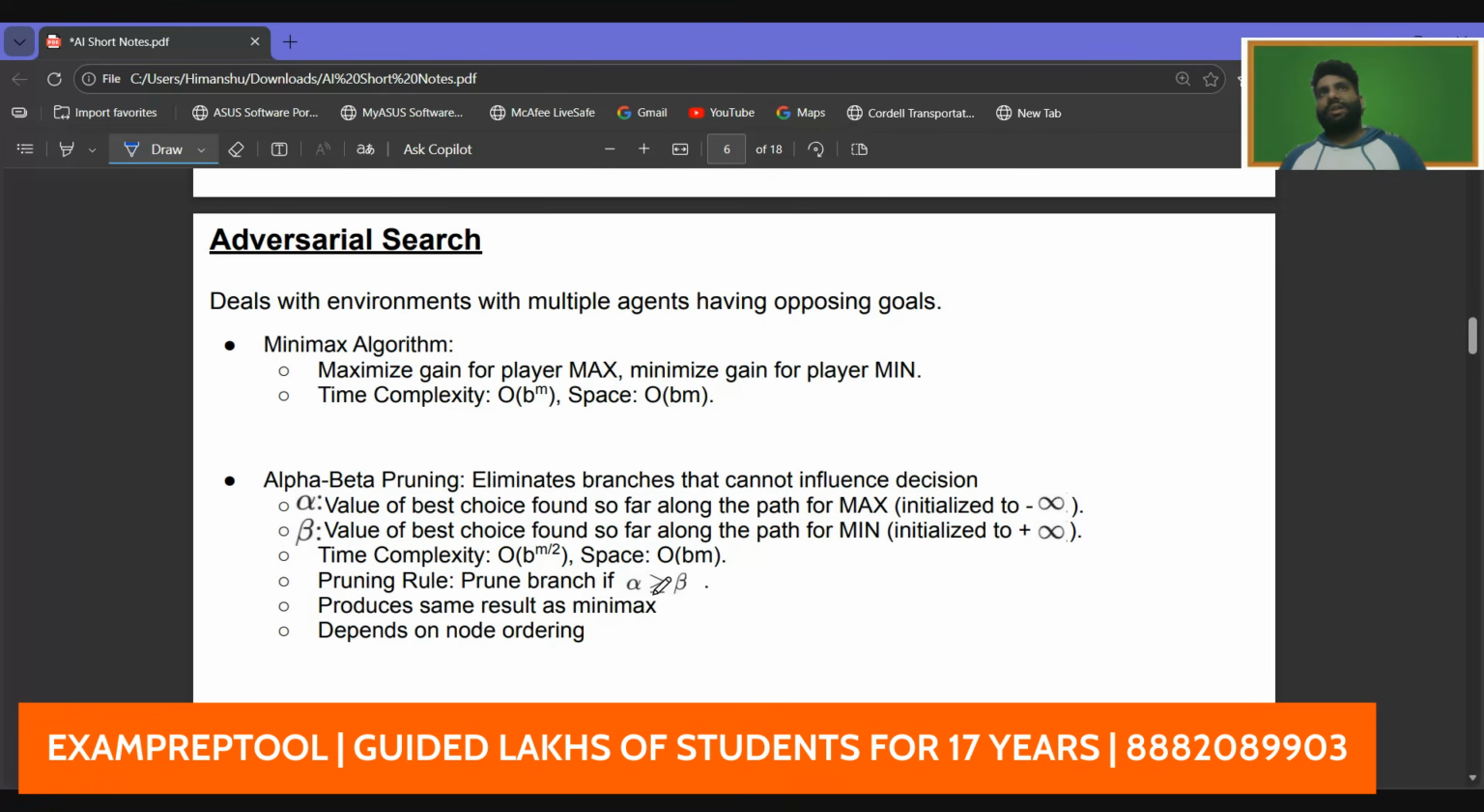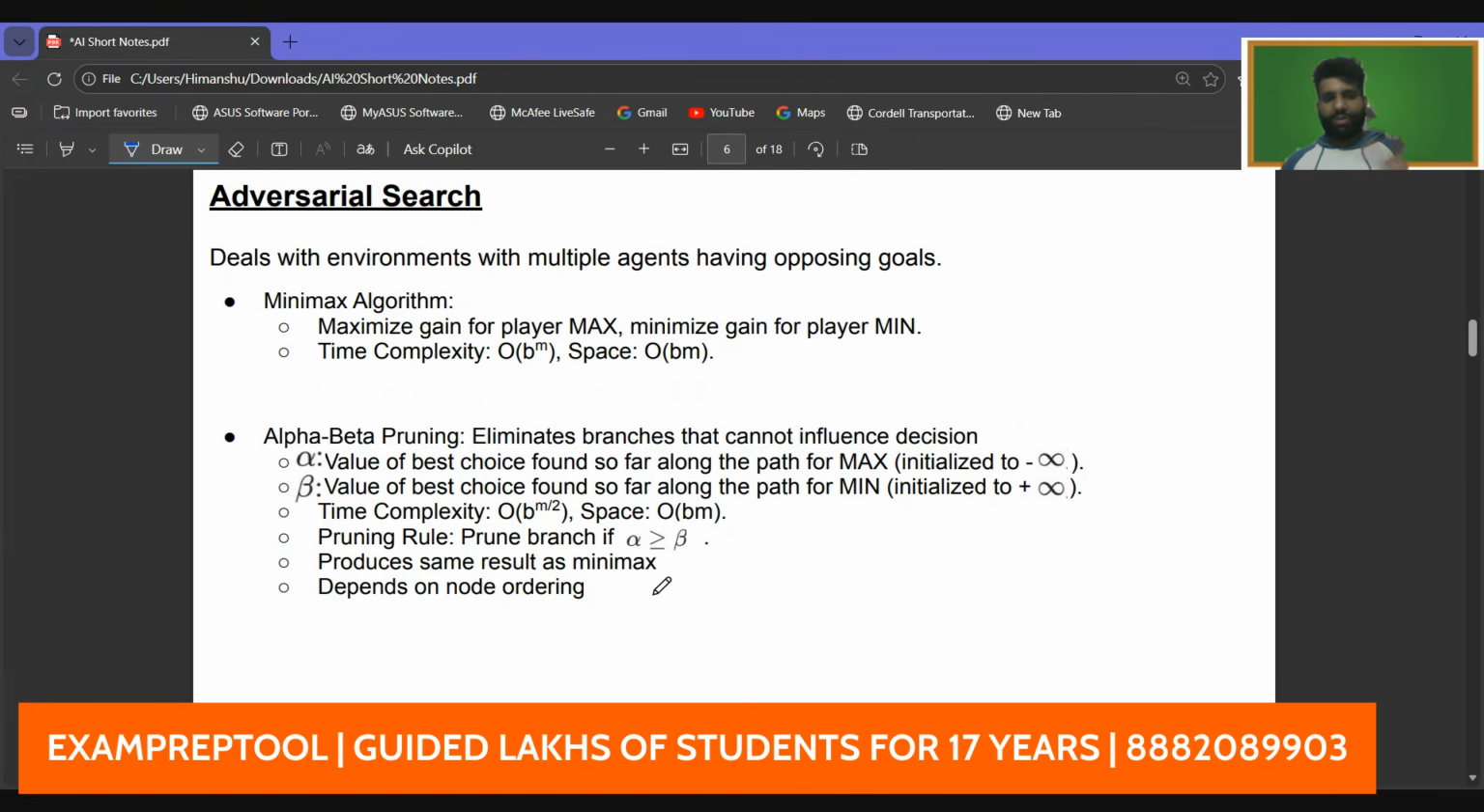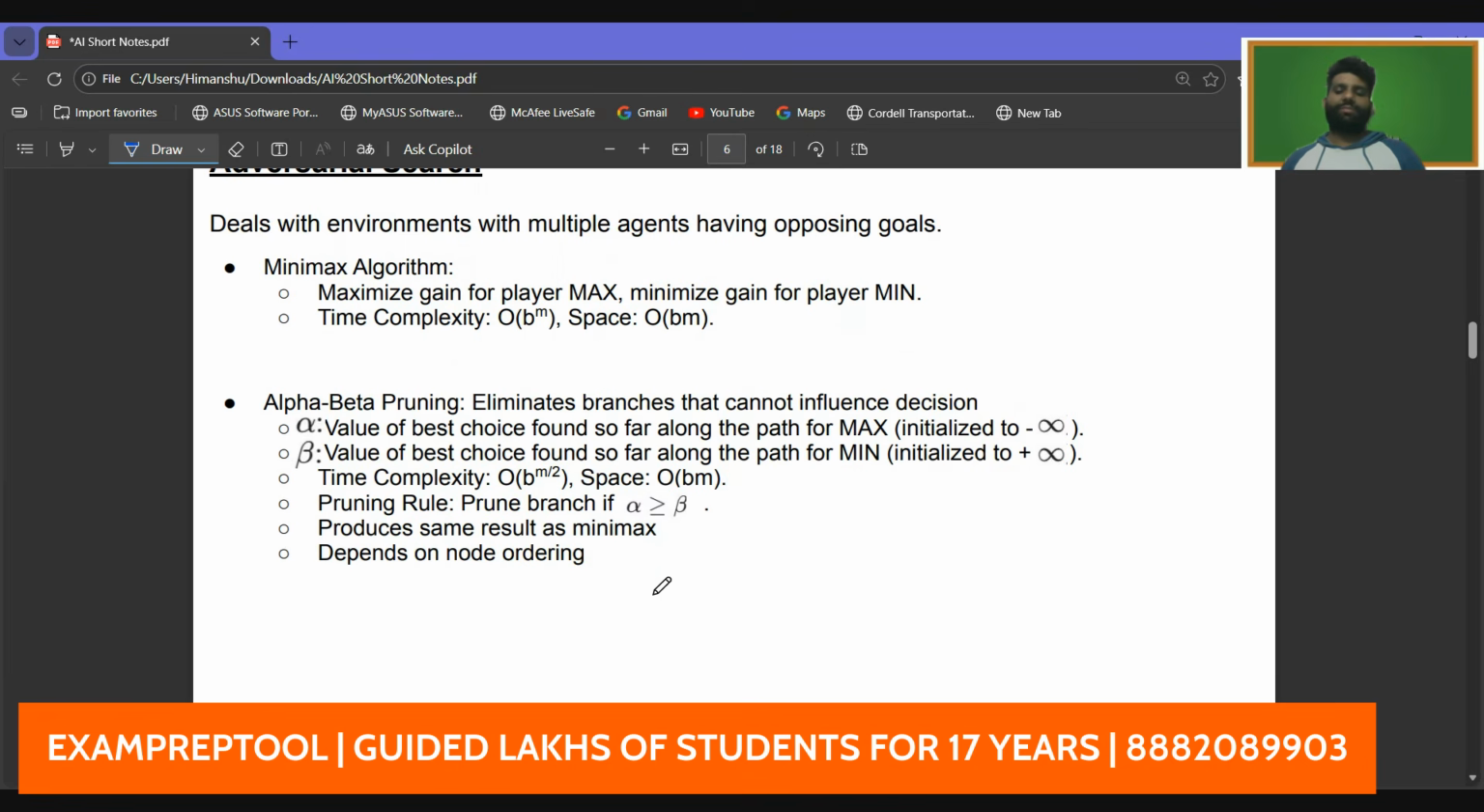Because we know that in the best possible case we will be removing a number of branches. The heavy derivation is not required right now, but because we are avoiding a number of branches, the overall effect of pruning reduces the depth to m by 2. So the overall running time complexity becomes b to the power m by 2. So that was all about our alpha beta pruning.